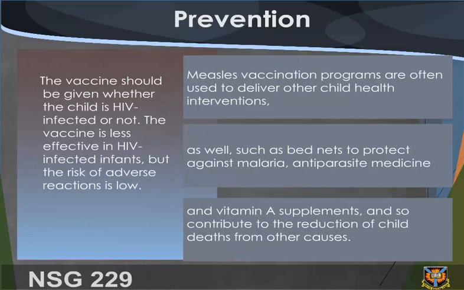The vaccine should be given whether the child is HIV infected or not. The vaccine is less effective in HIV-infected infants, but the risk of adverse reactions is low. Measles vaccination programs are often used to deliver other child health interventions as well, such as bed nets to protect against malaria, anti-parasite medicine, and vitamin A supplements, and so contribute to the reduction of child deaths from other causes.